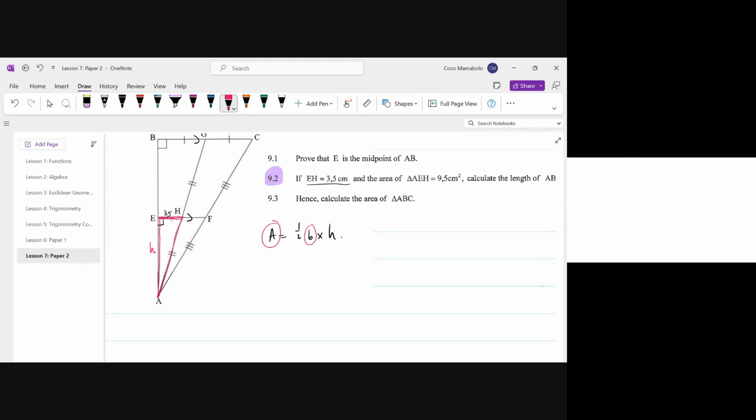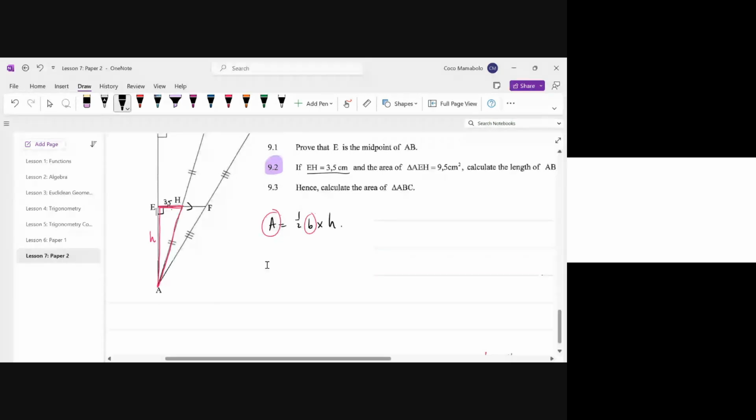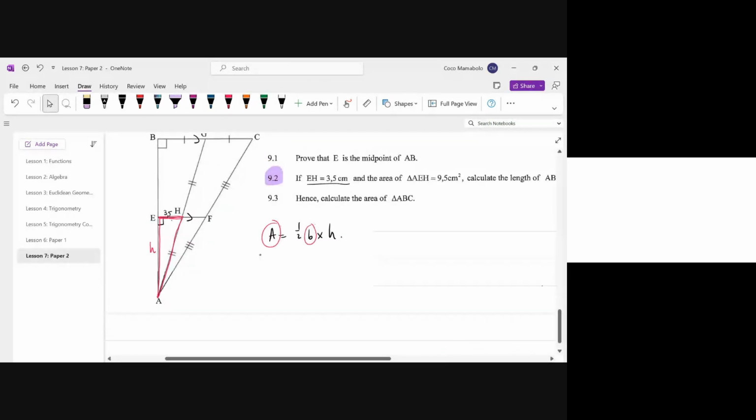It's winter. Yeah. All right, guys, let's have a look at the answer. Okay, so I'm going to replace the area with 9.5. 9.5 is equal to half times 3.5 times the height. Now, I know that if I want the height on its own, I'm going to have to divide both sides by half times 3.5. Those will cancel out. Therefore, the length of EA should equal 5.4 centimeters.